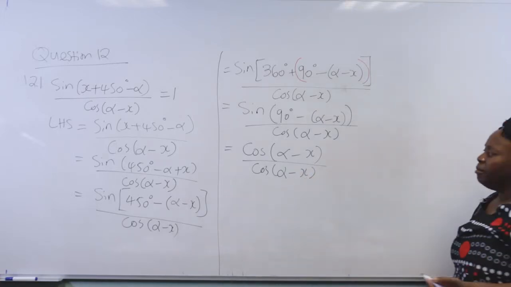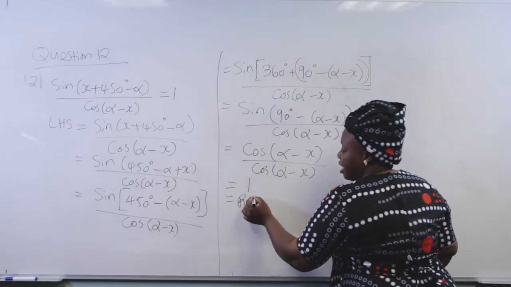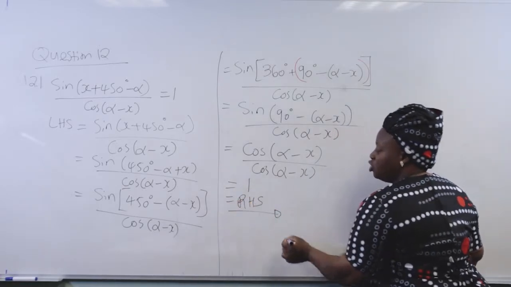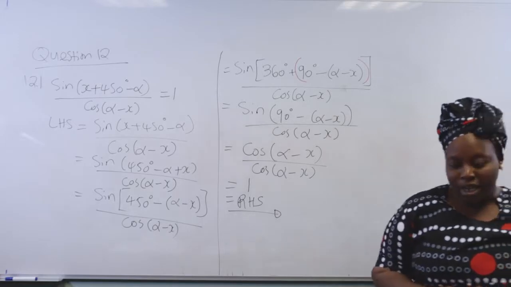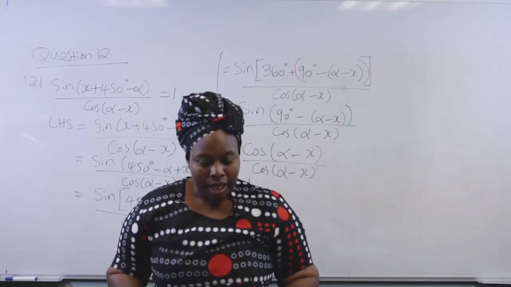Then we can cancel them. These two will give us what? A 1, which is our right-hand side. It just needs logic for you to go through that correctly. If you practice more, you will actually get it right. Okay.